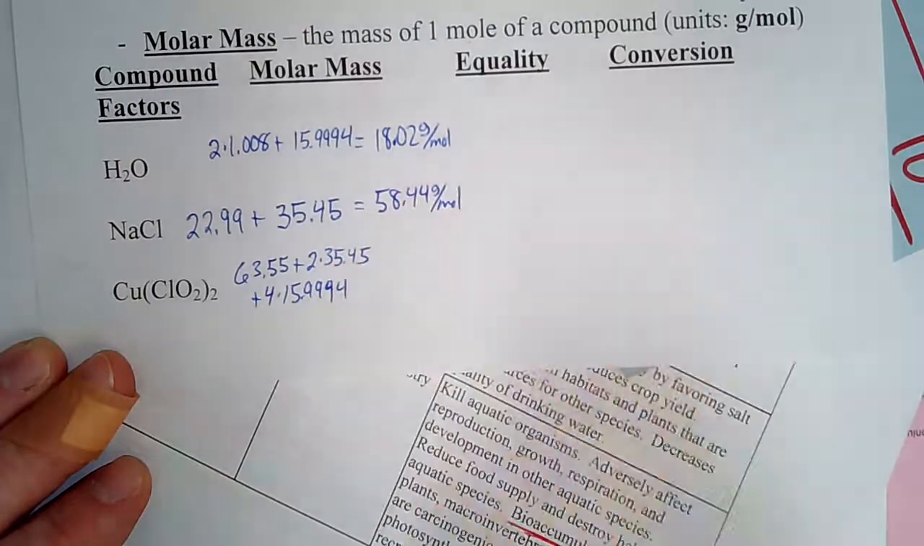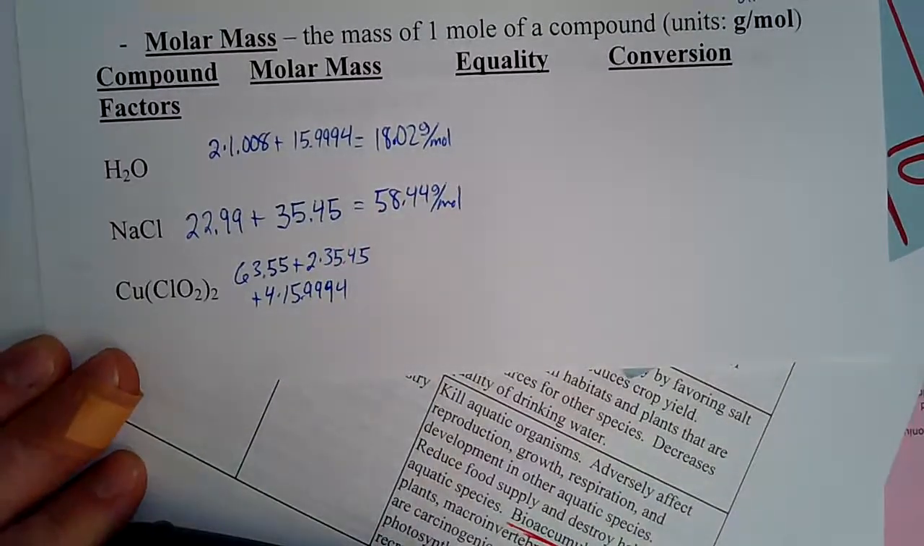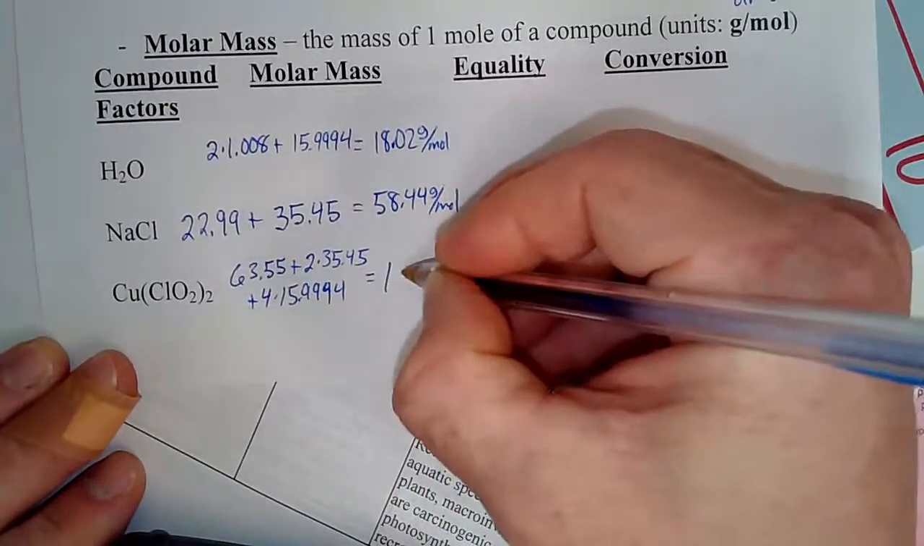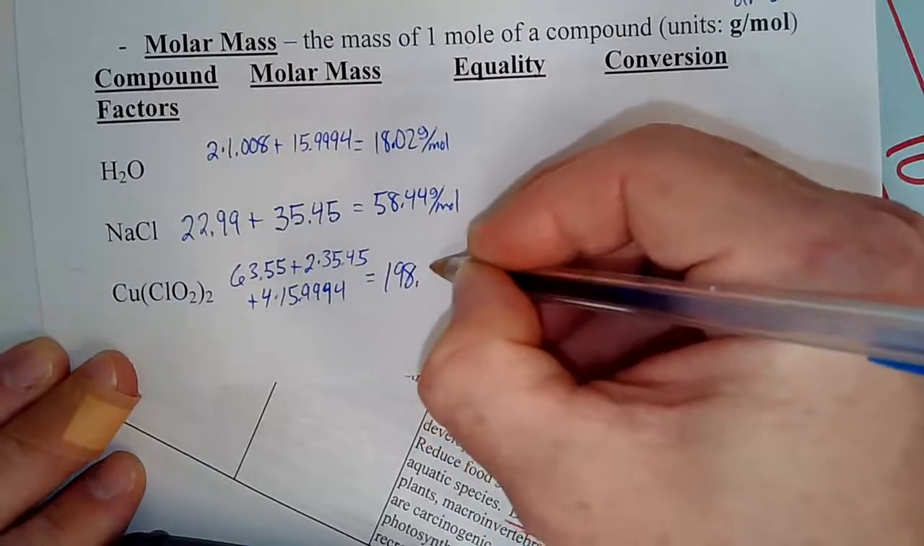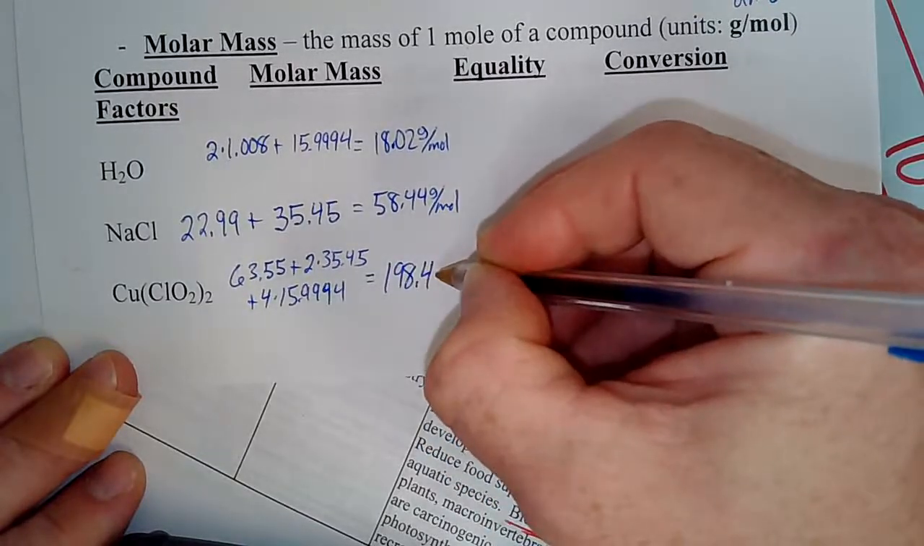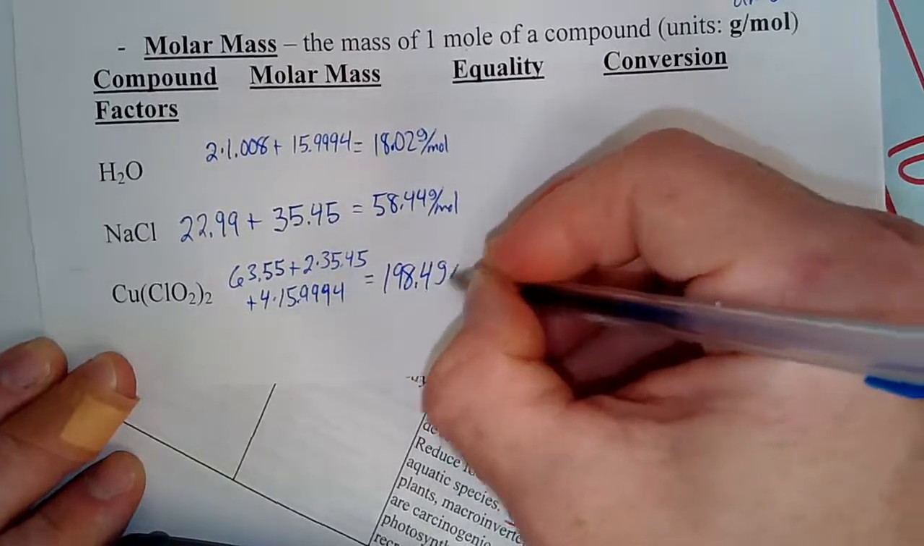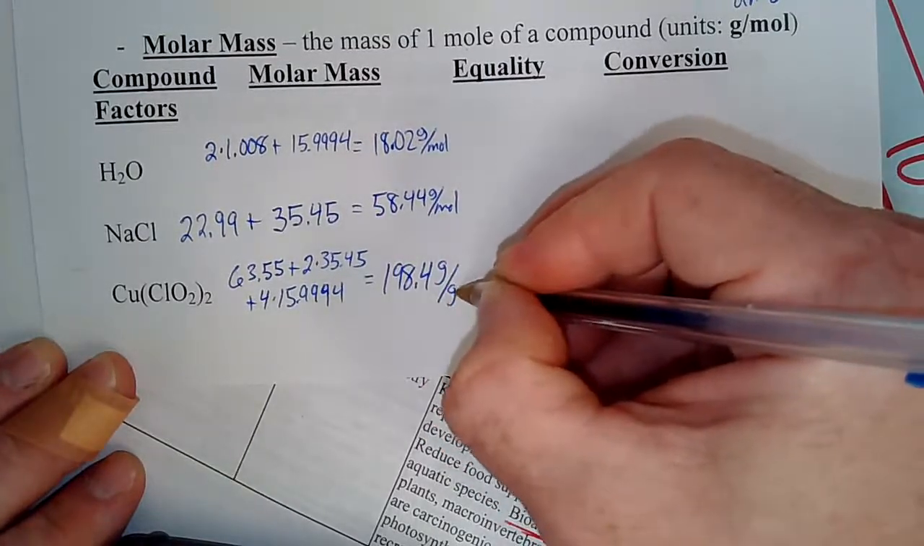And let's add those up. 63.55 and 2 times 35.45 and 4 times 15.9994. And that'll give you a grand total, at least I got 198.4. Yeah, I'll just stop there. Okay, grams per mole. That's 4 significant figures, so that should be enough.